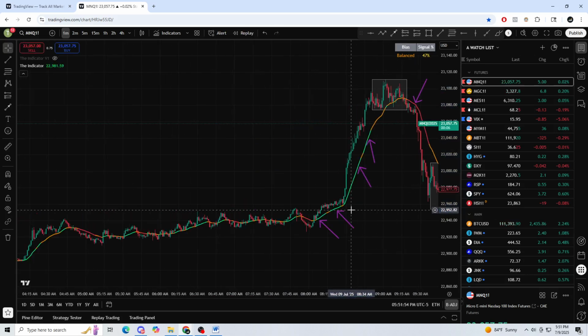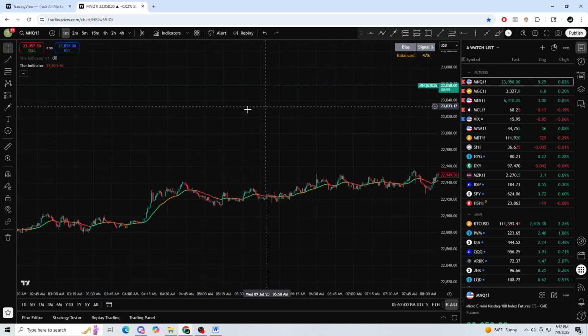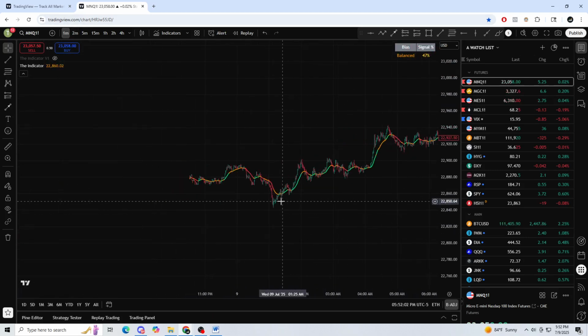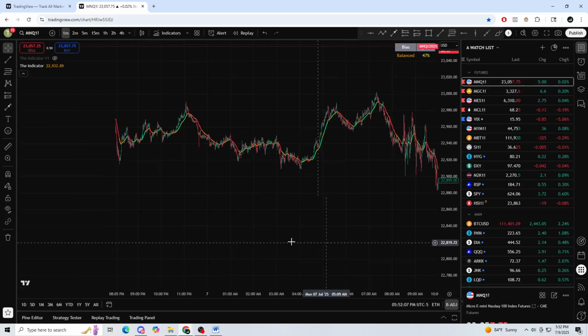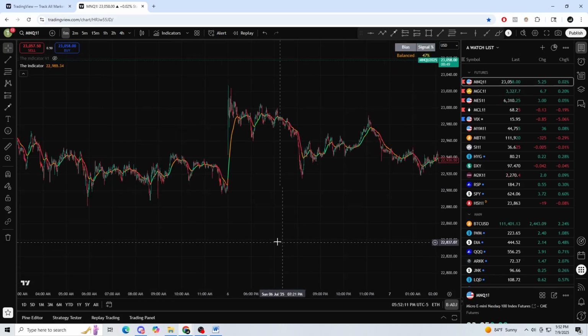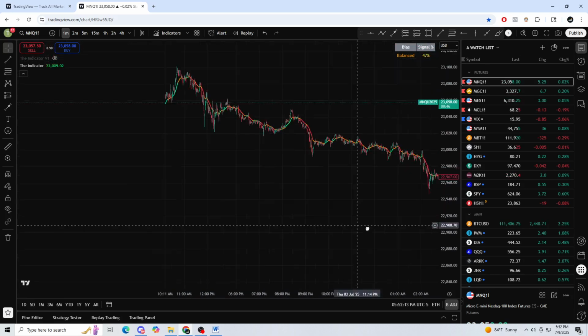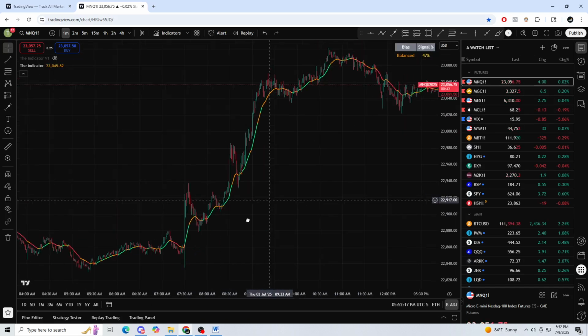Another way to understand bias is to look at multiple time frames. Right now I'm just on the 1 minute. But let's go to a different morning. Here we go. This is a pretty bullish morning.